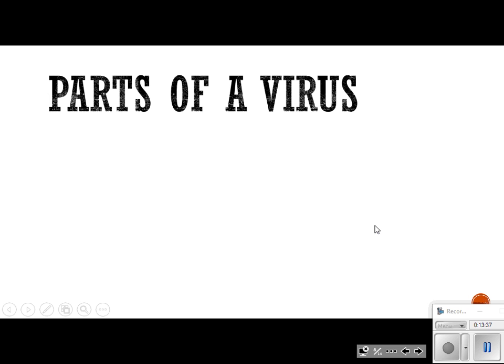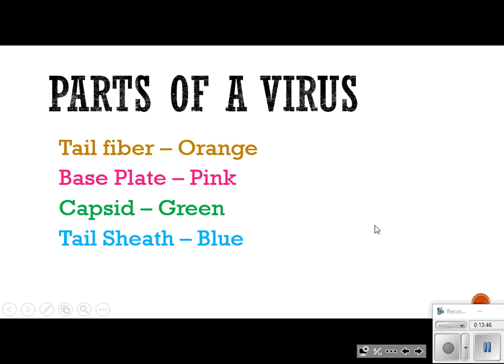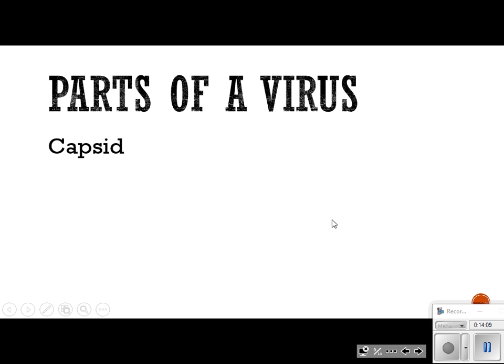Now let's talk about these parts of a virus. You'll see this again on your page right here. I'll leave this up later on, because this is the last slide also. But on your virus, you will have to label these in these specific colors. So here's your color codes for coloring the virus. I'll have that up. That's my last slide too, so I'll show you that in a second.